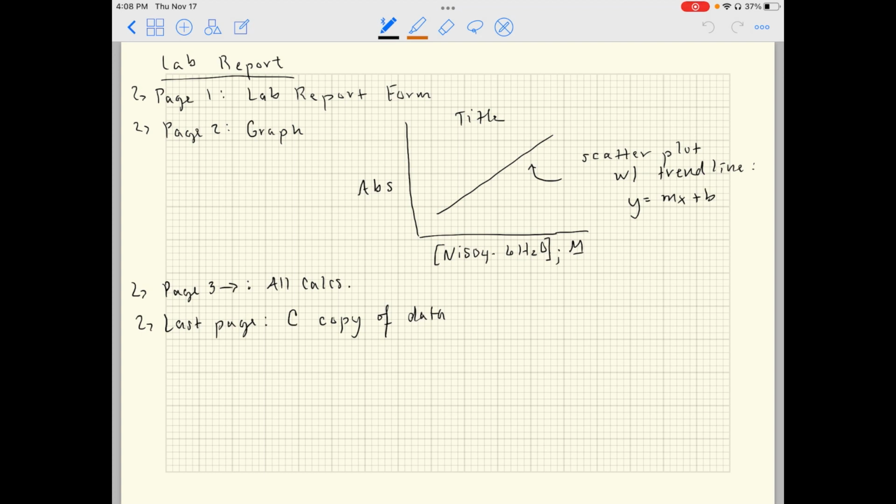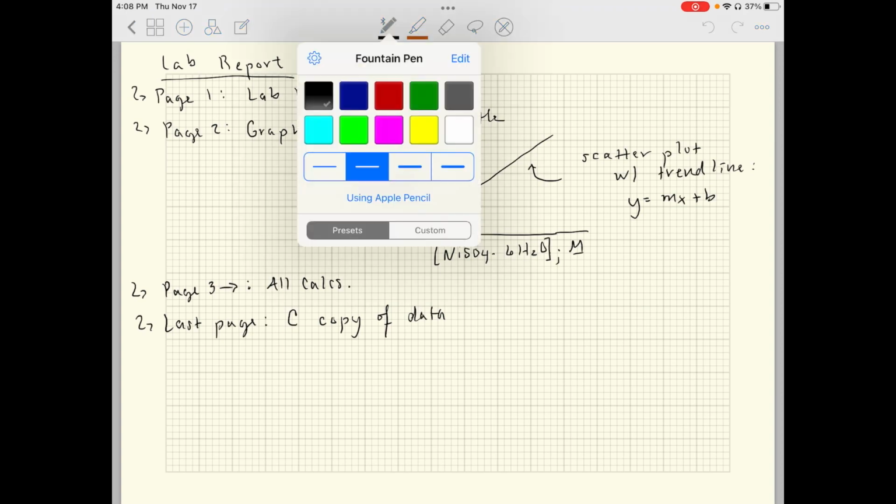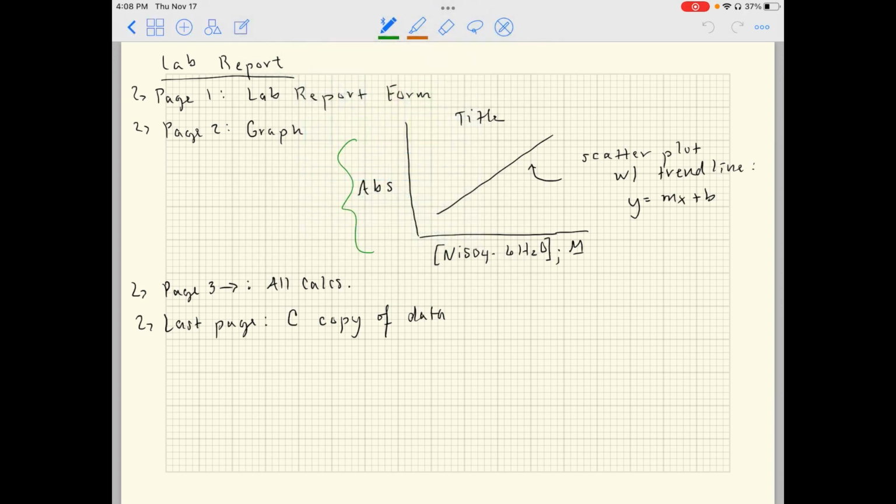Page 2, you need the graph, which is going to be your absorbance versus concentration right here that you can see. These concentrations are of nickel sulfate hexahydrate. Don't forget those units, which is molarity. And on your y-axis, the units are actually just going to be absorbance. And then, of course, you always want your title.